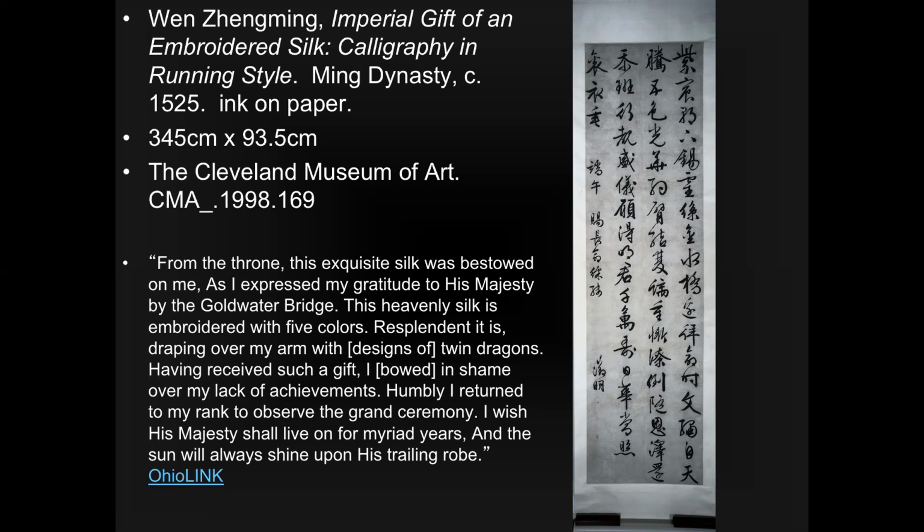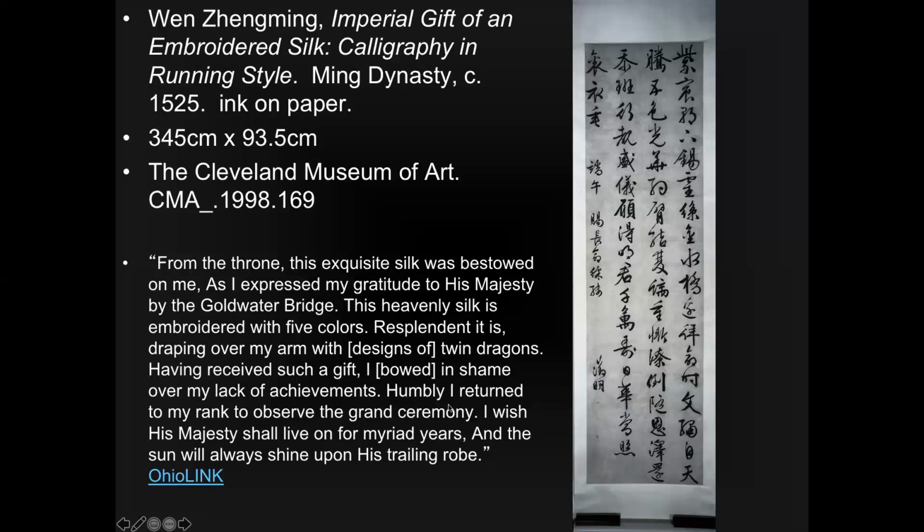It says, "From the throne, this exquisite silk was bestowed on me as I expressed my gratitude to His Majesty by the Goldwater Bridge. The heavenly silk is embroidered with 5 colors. Resplendent it is, draping my arm with designs of twin dragons. Having received such a gift, I bowed in shame over my lack of achievements. Humbly I returned to my rank to observe the grand ceremony. I wish His Majesty shall live on for a myriad of years, and the sun will always shine upon his trailing robe." So in this part, he literally uses the word humble.